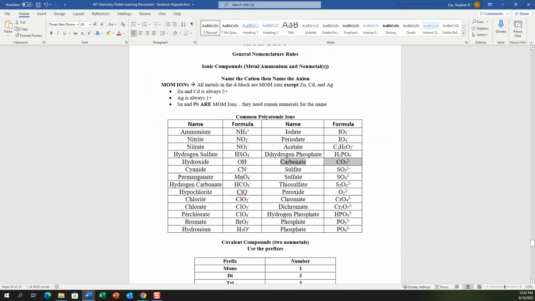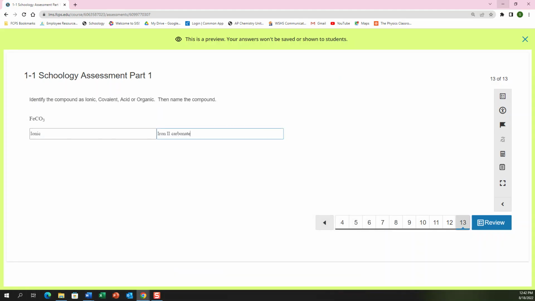Carbonate, okay. We got to know that iron is a multi-ion. What does that mean? It means it needs a Roman numeral. So all the metals in the D block, all the transition metals need a Roman numeral. Iron's in the D block and it needs a Roman numeral. So that's why I need to know I have to have a Roman numeral in the name, right? Okay, so the hard thing is figuring out what's the correct Roman numeral.